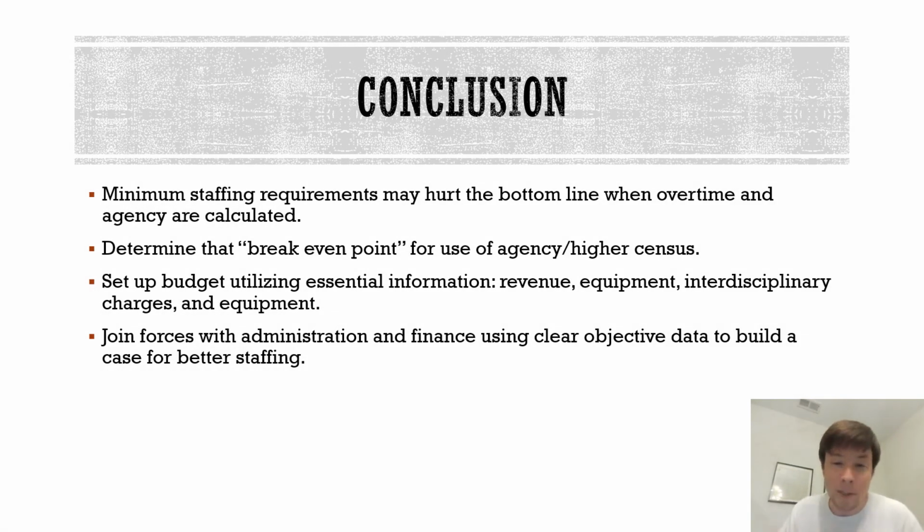Conclusion: minimum staffing requirements hurt the bottom line when overtime and agency are calculated. Determine that break-even point for the use of agency versus your census. What might be right for one facility might not be right for another. Set up budget utilizing essential information, so revenue, equipment, interdisciplinary charges, and then join forces with administration and finance using clear, objective data to build a case for better staffing.